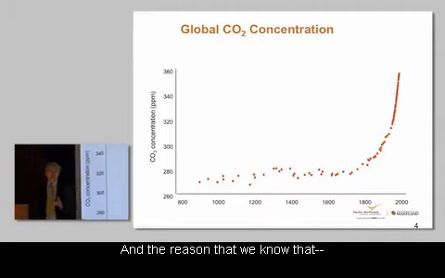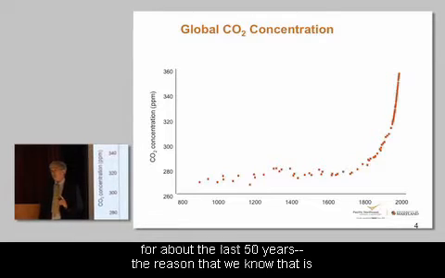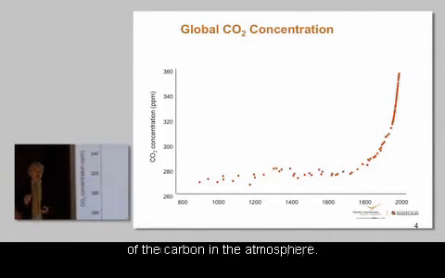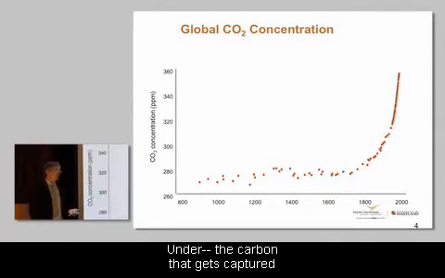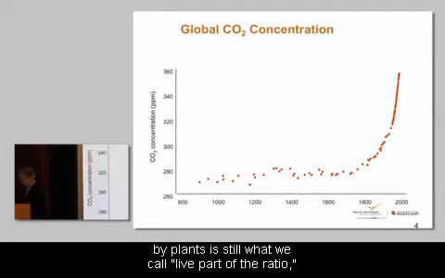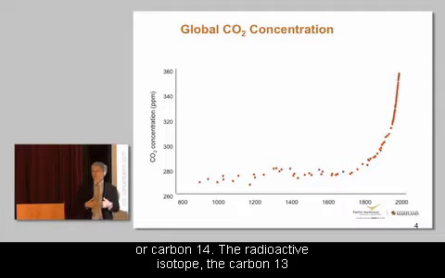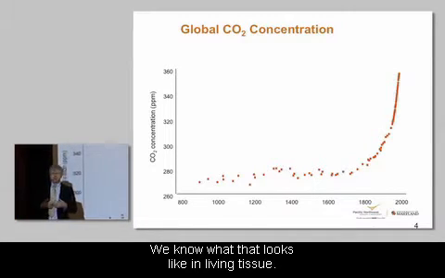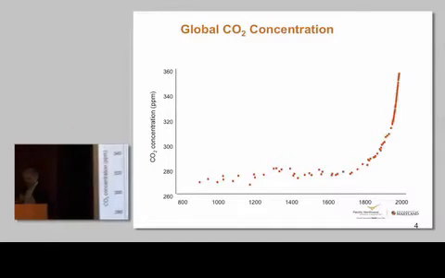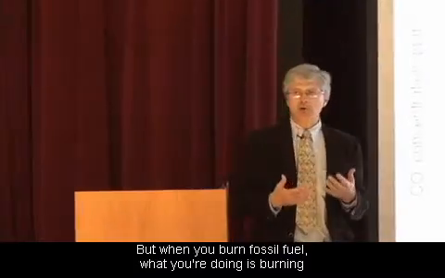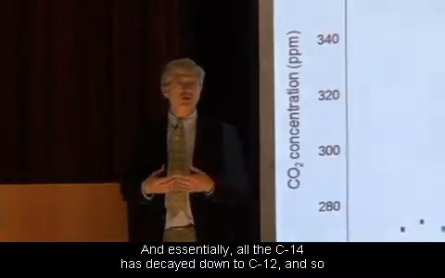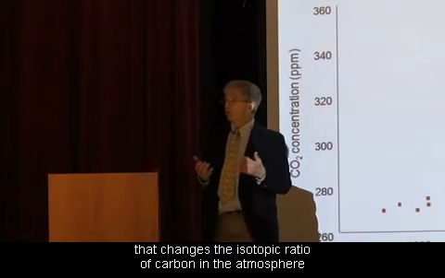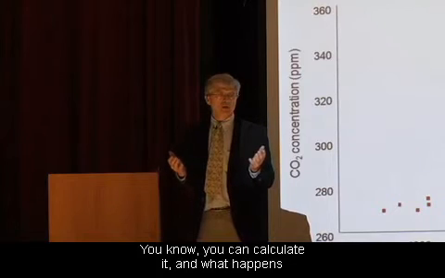And the reason that we know that, and there hasn't been any real uncertainty about this for about the last 50 years, is because of the isotopic composition of the carbon in the atmosphere. The carbon that gets captured by plants is still what we call live carbon. The ratio of carbon-14, the radioactive isotope, to carbon-13 or carbon-12, mostly carbon-12, is well known. We know what that looks like in living tissue. But when you burn fossil fuels, what you're doing is burning carbon that is hundreds of millions of years old. And essentially all the C14 has decayed down to C12. And so that changes the isotopic ratio of carbon in the atmosphere in a way that is really very clear.